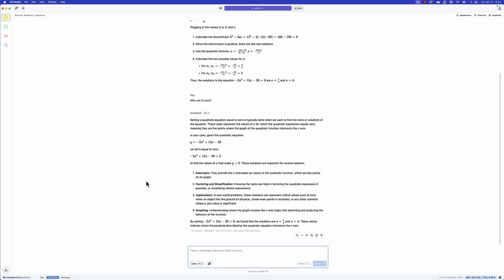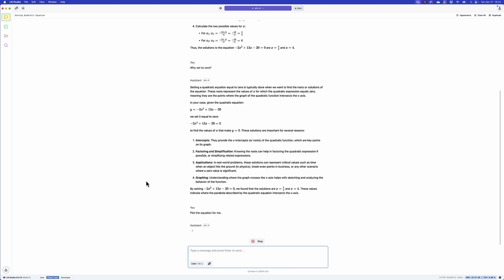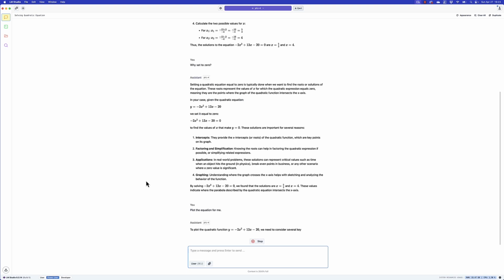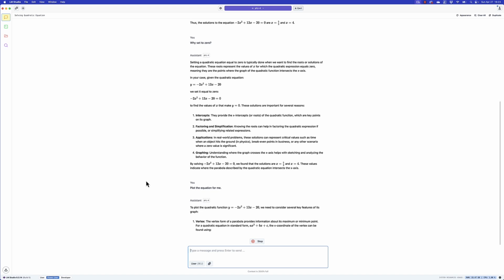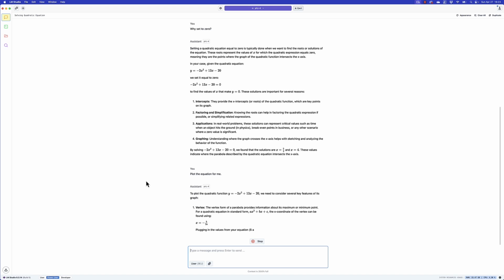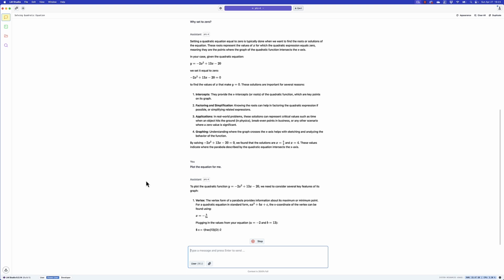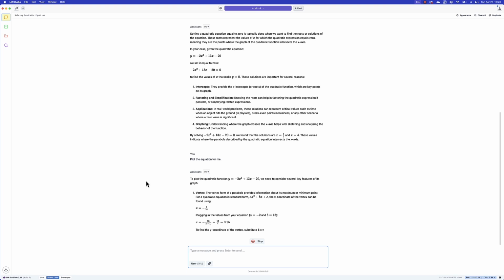Okay, but what happens if I want to plot something? I want it to plot the equation for me. It won't be able to, because it doesn't have the ability to run this through something like a Python interpreter.